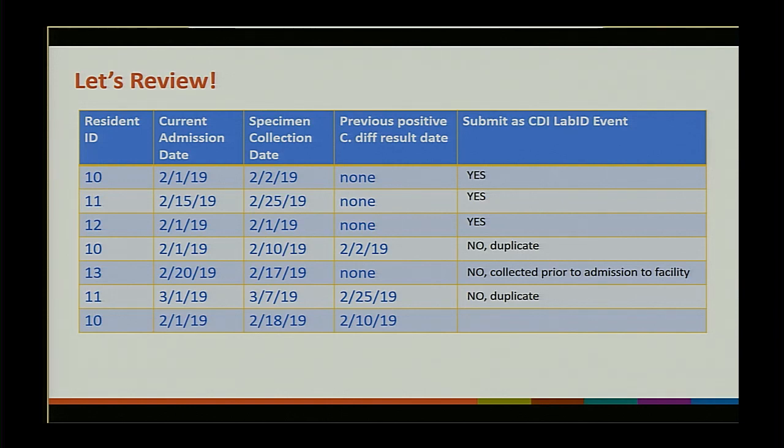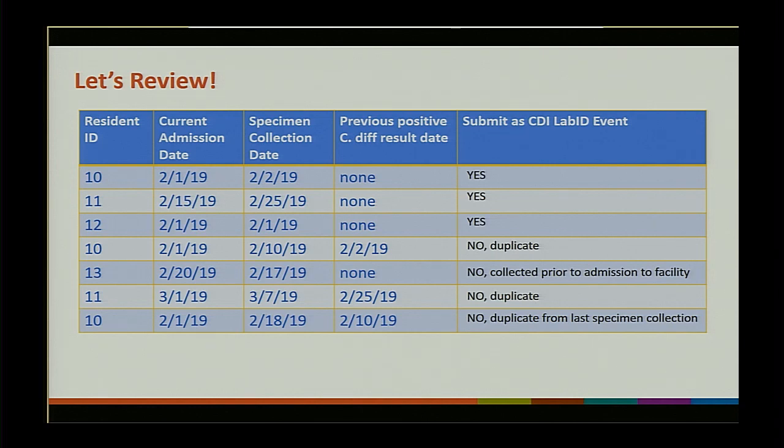So this one is tricky because we entered a LabID event here for 2/10, right? But we did not enter one here because it was a duplicate. So if you're looking at this one, this is an example of what can confuse. If you want to confuse the NHSN application, this is how you do it.